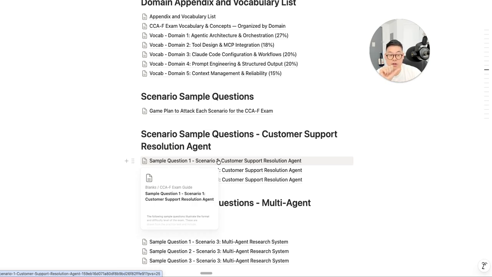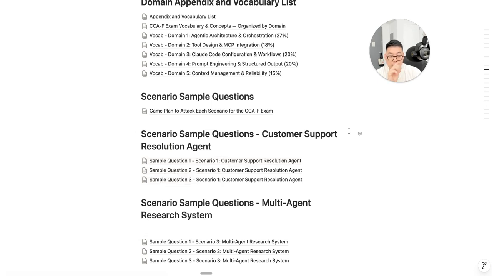How many of them are they going to pull for the exam? 4. How many questions are there total in the exam, the entire exam? 60. How much time we're going to have? 120 minutes. That means 4 scenarios across 60 questions. That's 15 questions. If I only have 3 sample questions, what other additional variations are there?